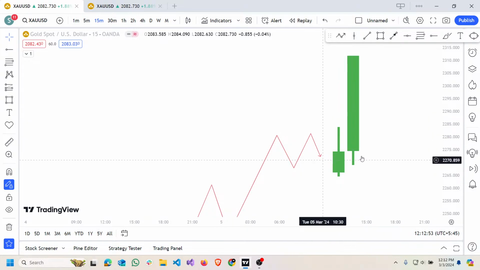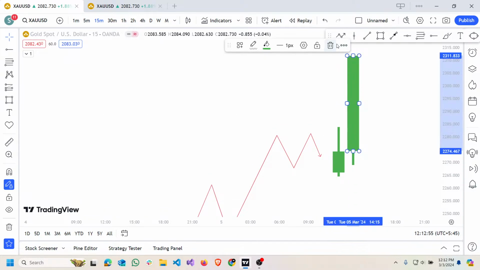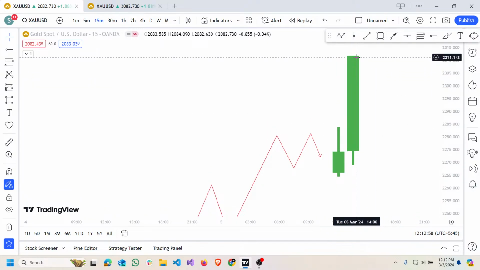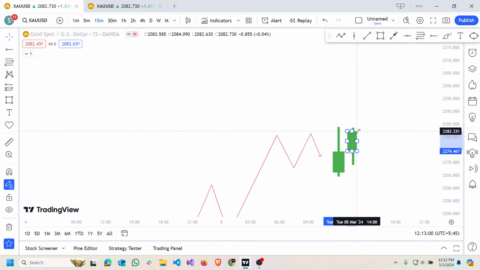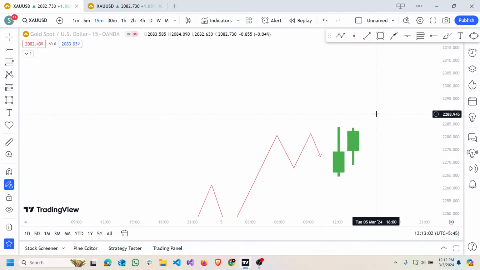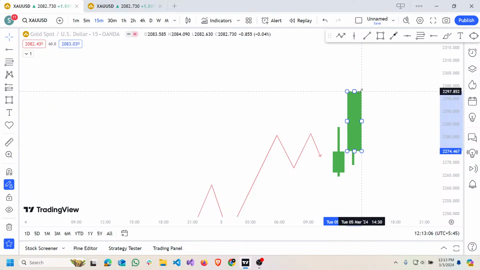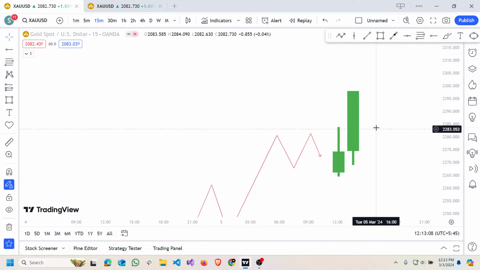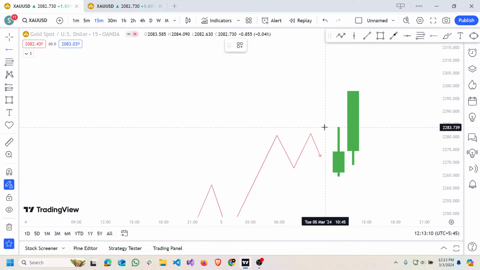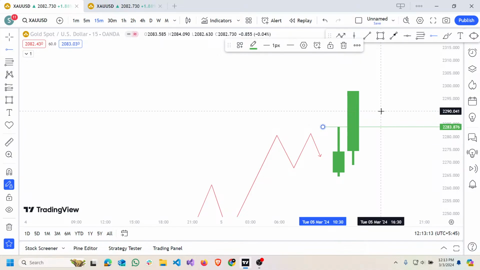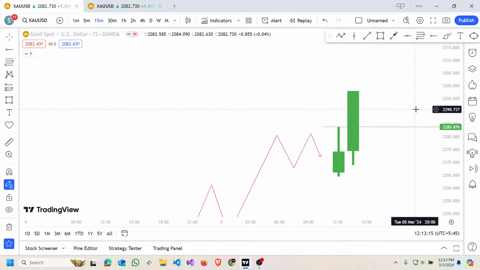No, we cannot take this straight, because it could be no. But we can take this if any small time frame candle, like 15 to 30, closed above this. If it closed above this, then we can take the trade.